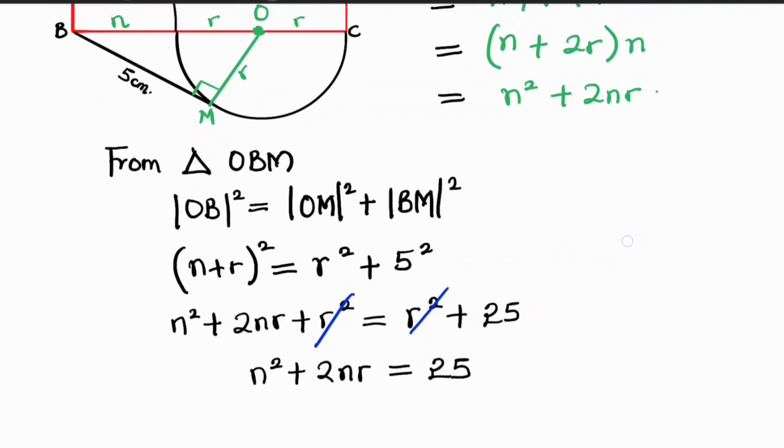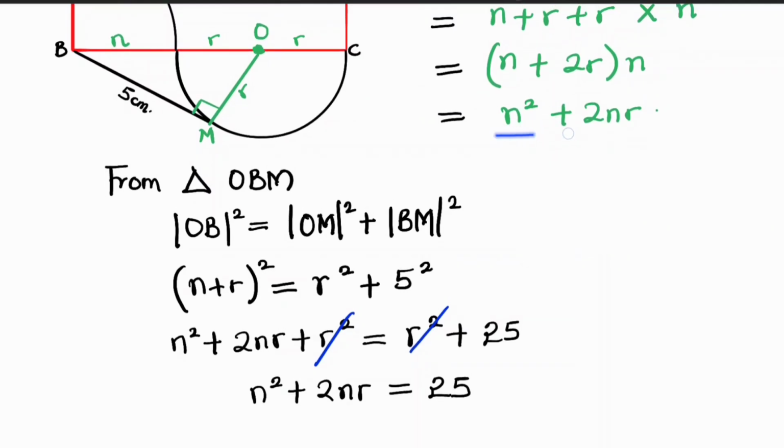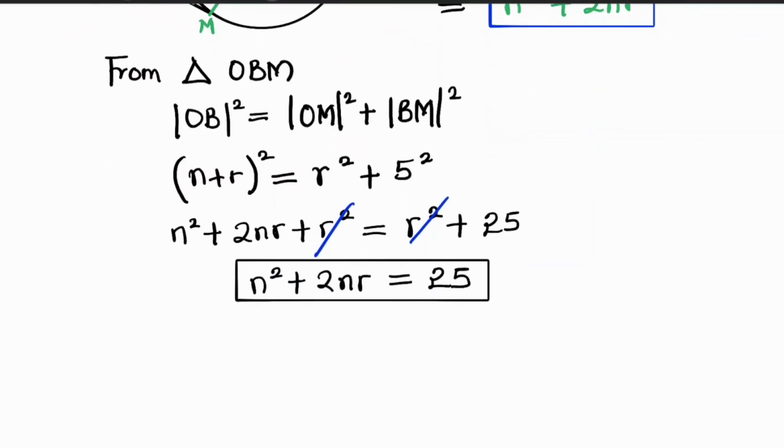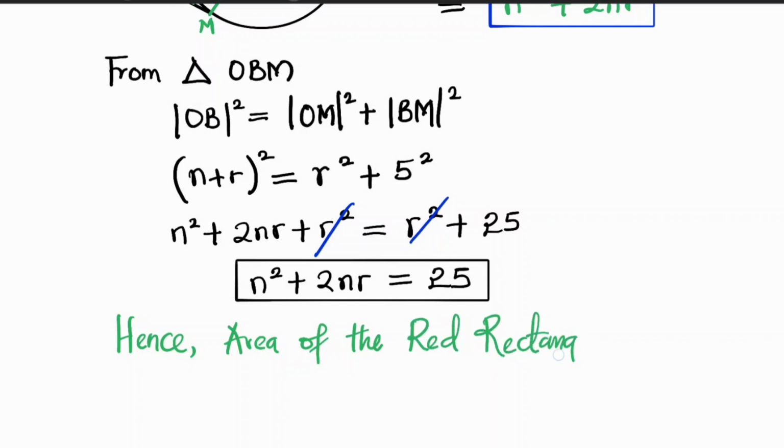So if you take a look at the area of the rectangle that we obtained earlier, which is this, definitely our area which is established as N squared plus 2NR is now the same thing as this. Hence, the area of the red rectangle will be 25 centimeters squared.